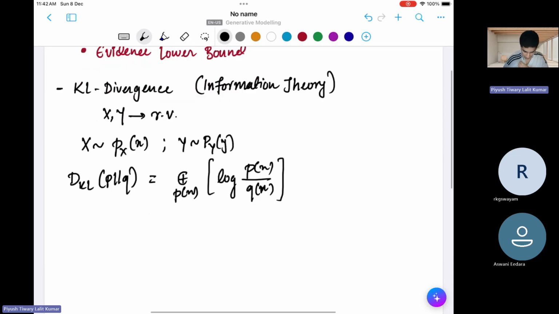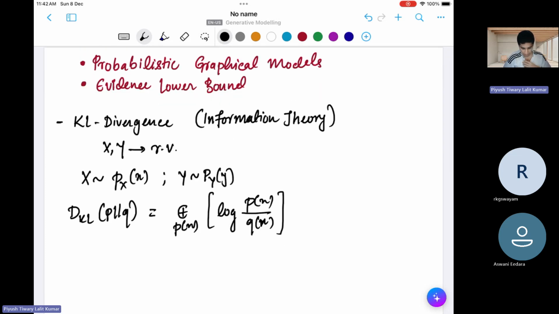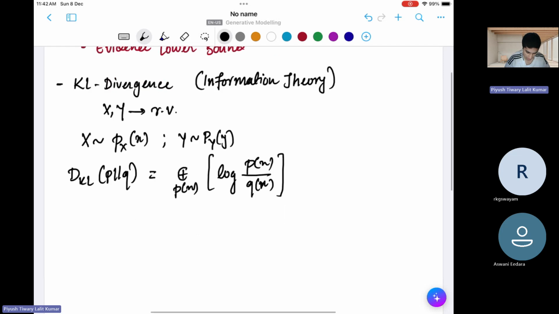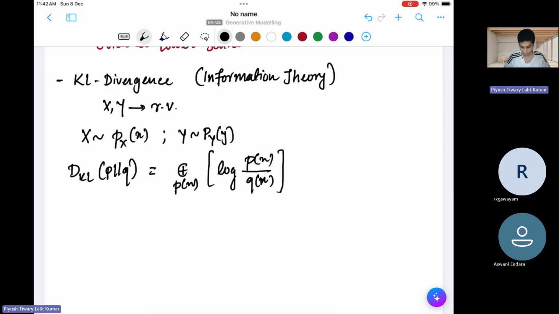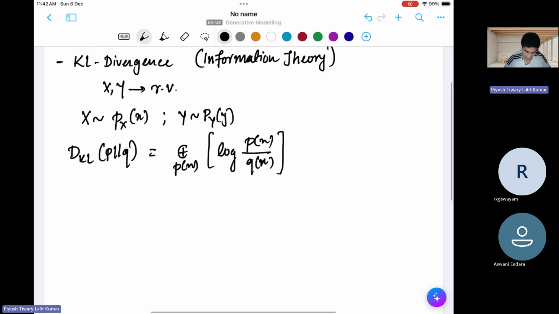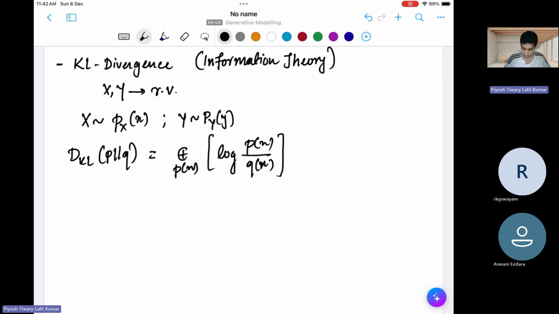So we are basically starting from these probabilistic graphical models and evidence lower bounds. And there's this one concept that we need to know to understand all of this, that is KL divergence. So okay, what is the KL divergence?